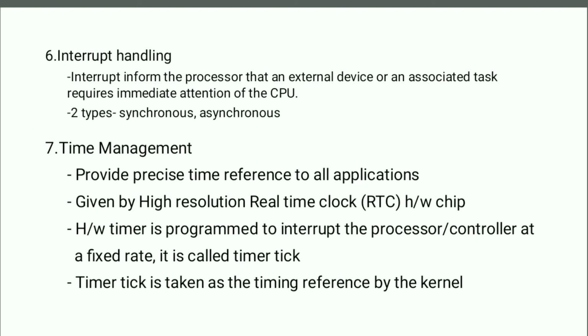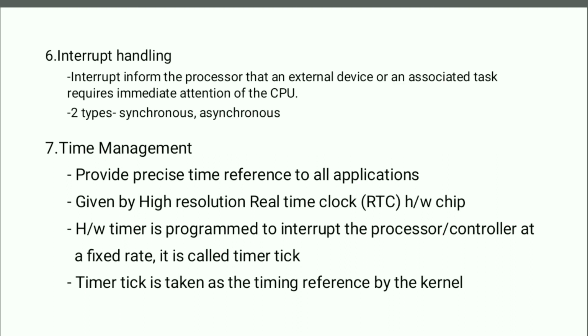The first one is the synchronous interrupt. If an interrupt occurs in sync with the currently executing task, we can say that it is a synchronous interrupt. For example, divide by 0 and memory segmentation error are examples of synchronous interrupts. Usually all the software interrupts come under synchronous interrupts because they occur in sync with the currently executing task. It is specific to the task.